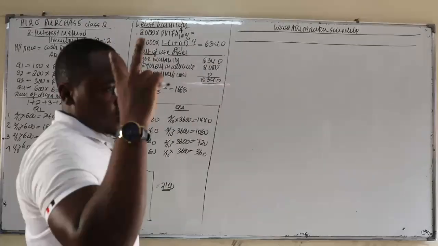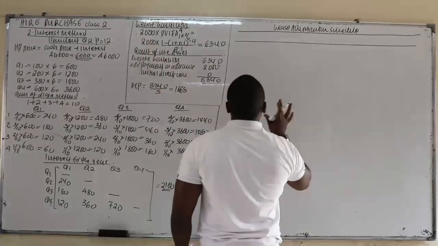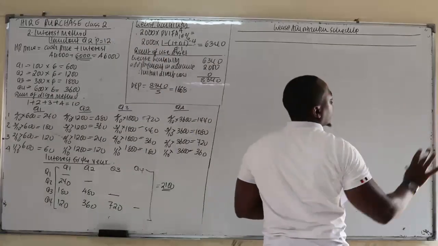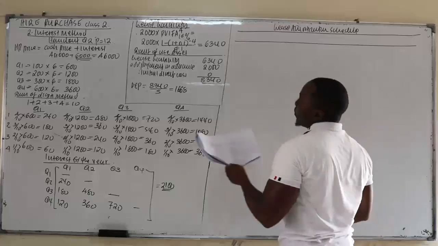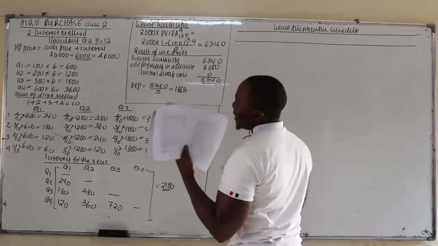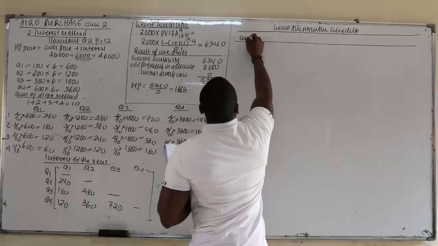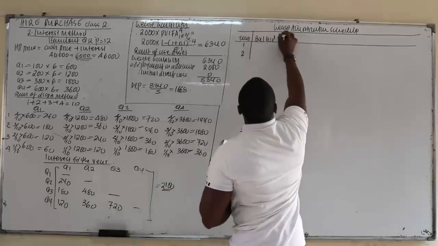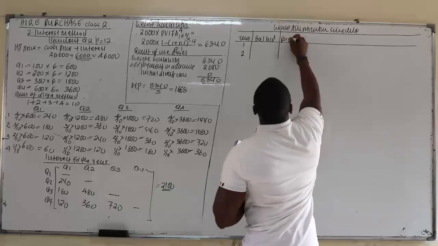You only need to prepare for 2 years. Whenever the objective is to prepare the financial statement, don't prepare the lease amortization schedule for all the 5 years or the lease period. No, you only prepare for only 2 years. Year 1, year 2. Balance brought down. Then we start with payment.